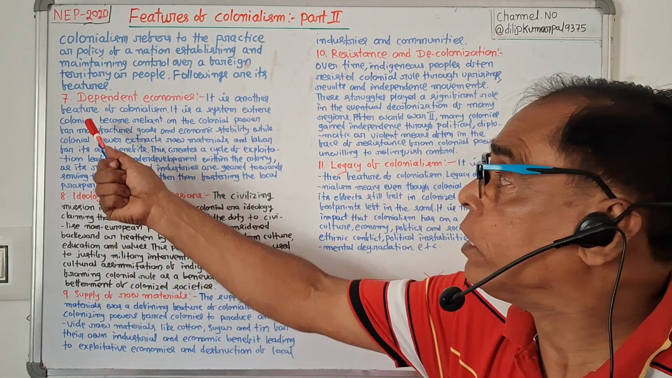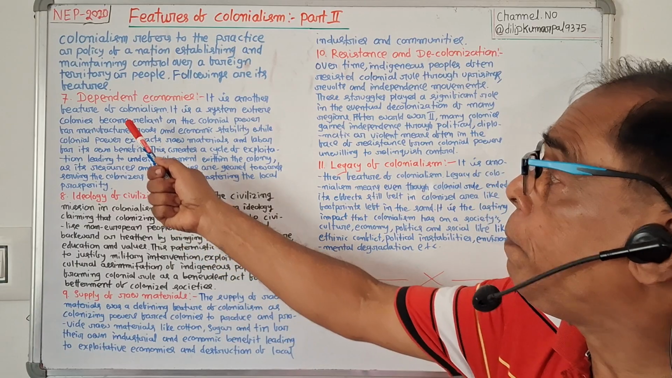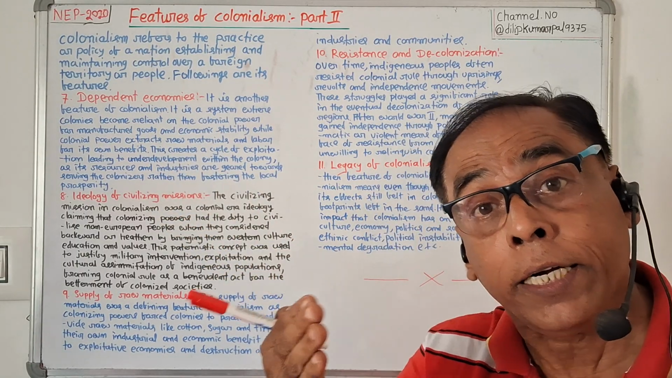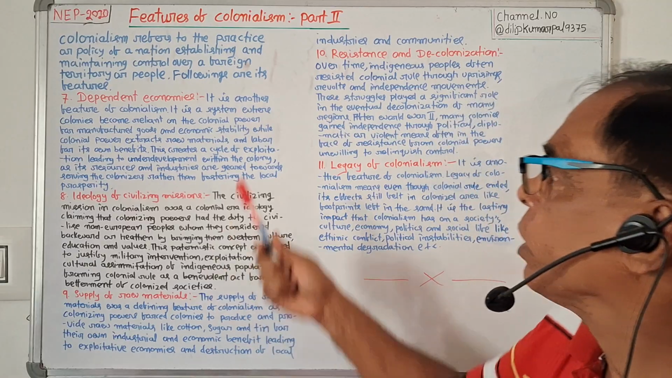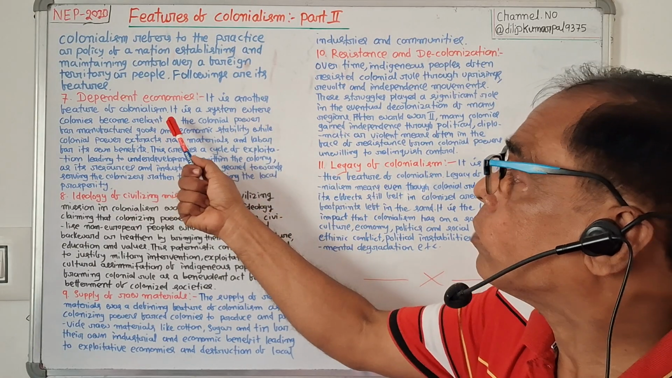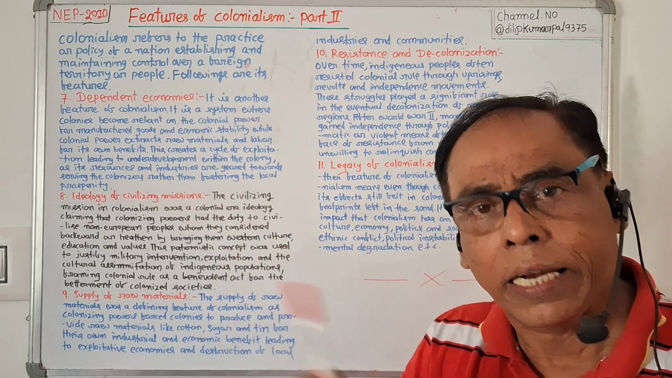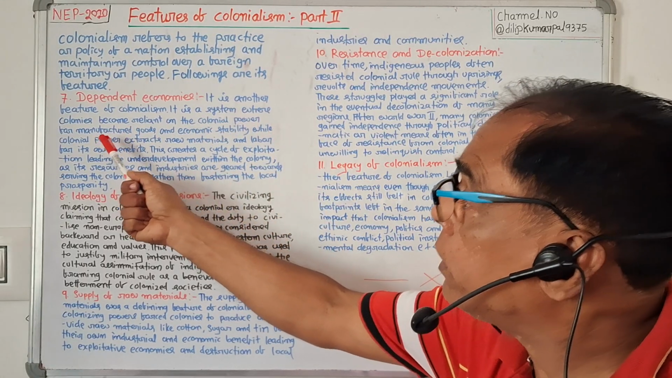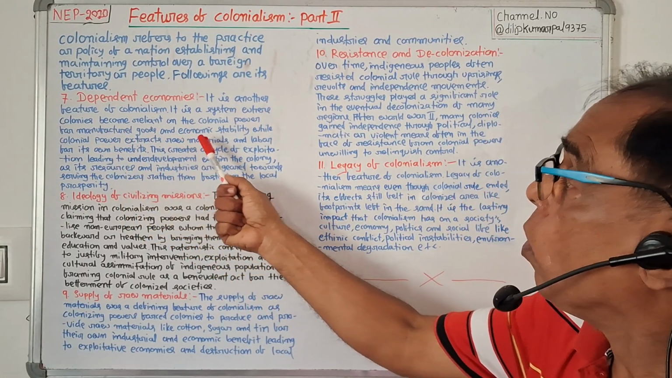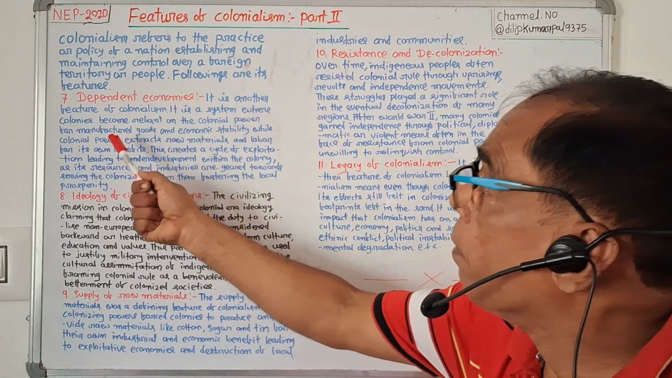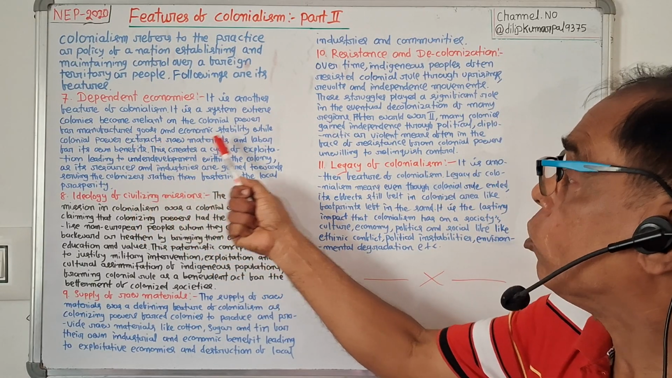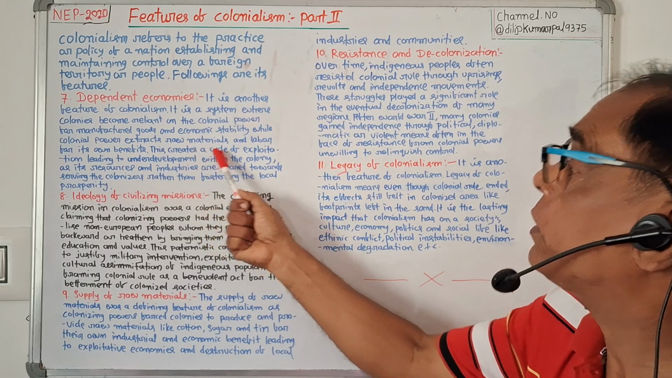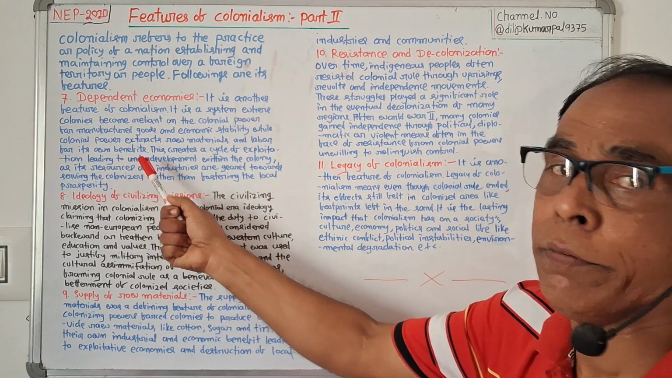Feature number 7, dependent economy. Another feature of colonialism is dependent economy. It is a system where colonies become reliant on the colonial power for manufactured goods and economic stability, while the colonial power extracts raw materials and labor for its own benefit.